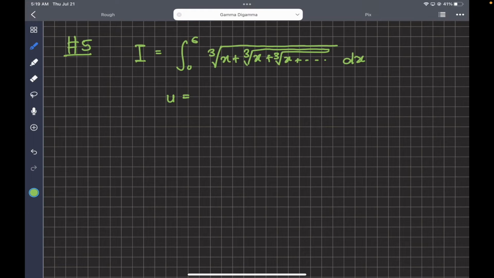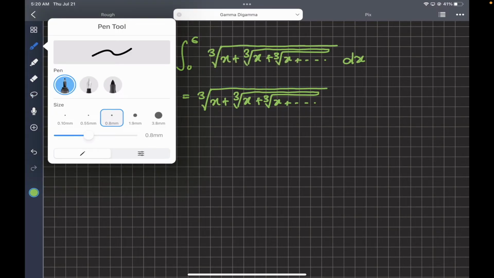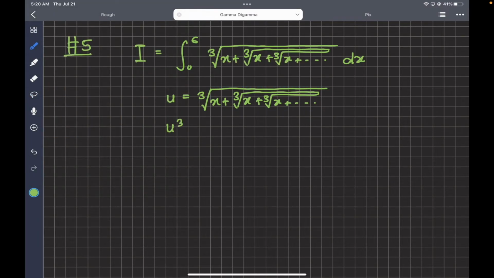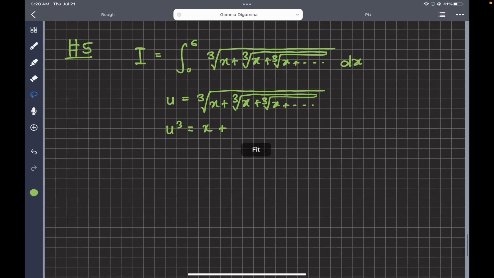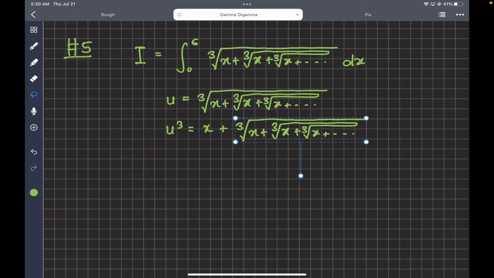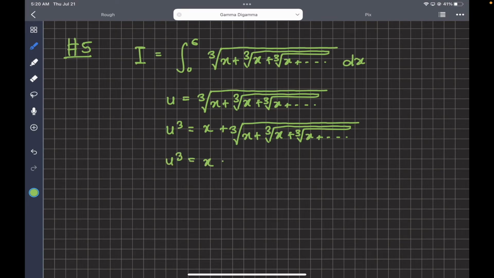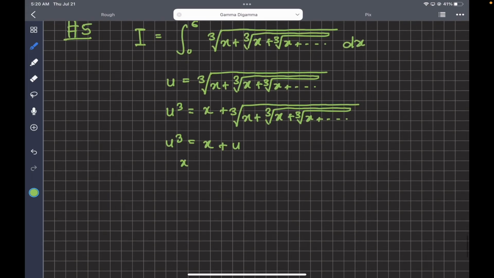Take a variable, say u, and set that equal to the infinite radical. This is really useful because u cubed is going to be x plus the infinite radical again. So there's this nice recurrence with infinite radicals, which is u cubed is x plus u. x is u cubed minus u, which means dx is (3u squared minus 1) du.